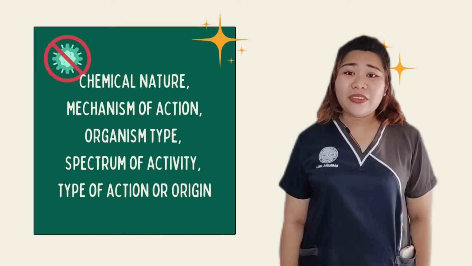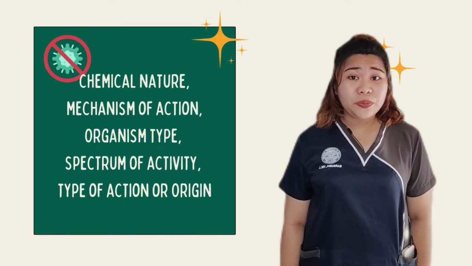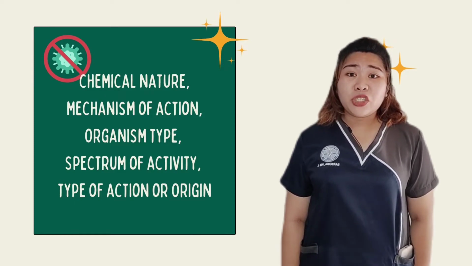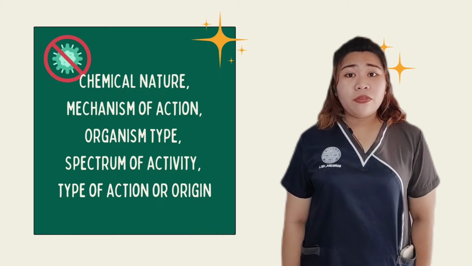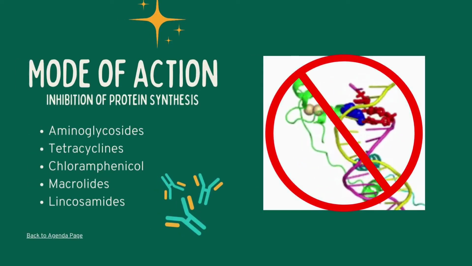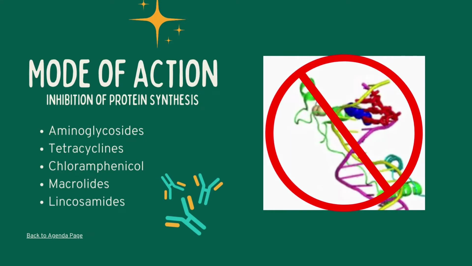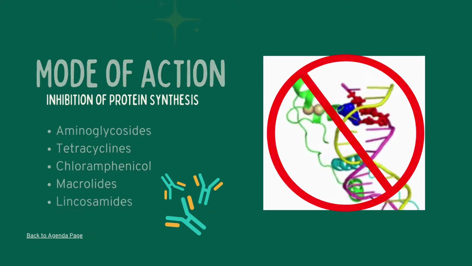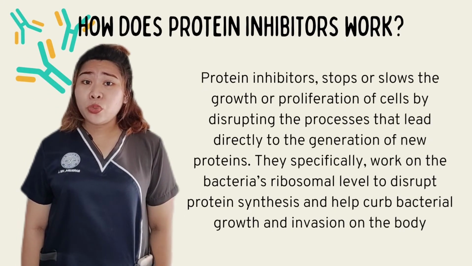Antimicrobial agents are classified either based on their chemical nature, mechanism of action, organism type, spectrum of activity, type of action, or origin. Under the mechanism of action is the inhibition of protein synthesis. Antimicrobial agents under the protein synthesis inhibition include aminoglycosides, tetracyclines, chloramphenicol, macrolides, and lincosamides, which will be thoroughly tackled by my colleagues later on. Now, how do protein inhibitors work?